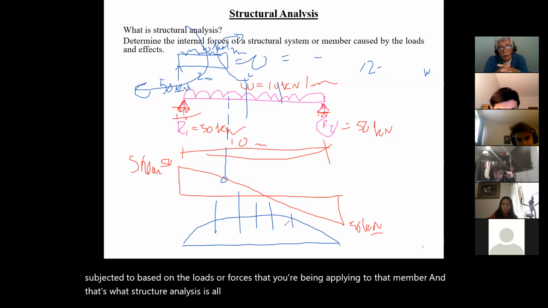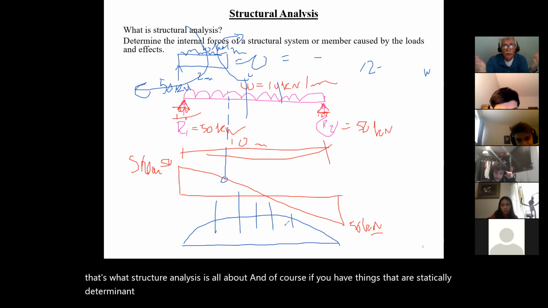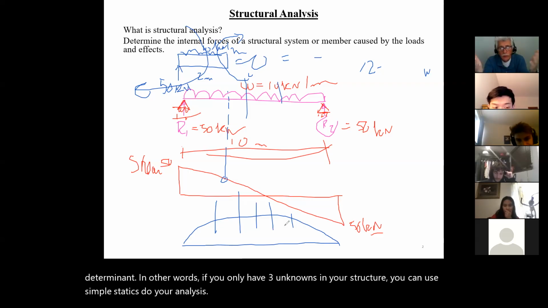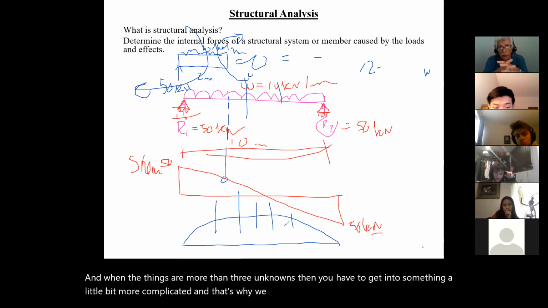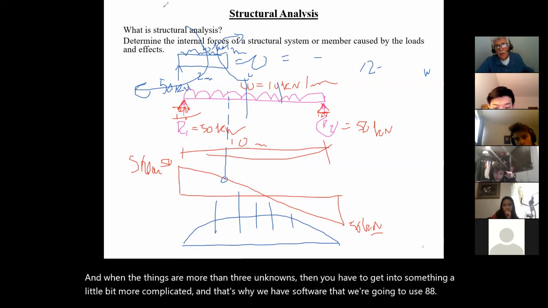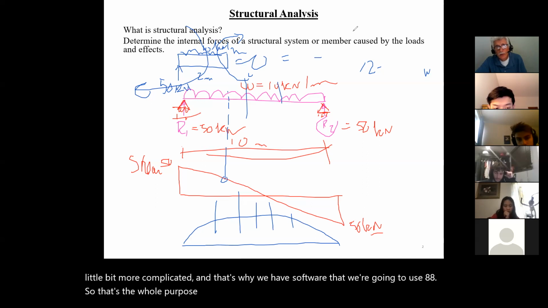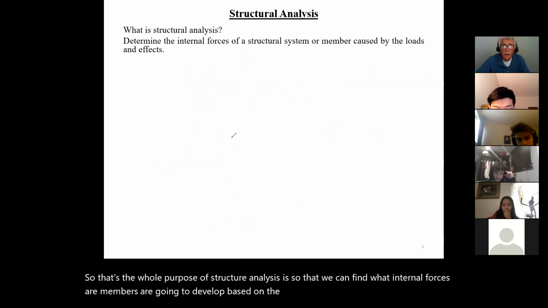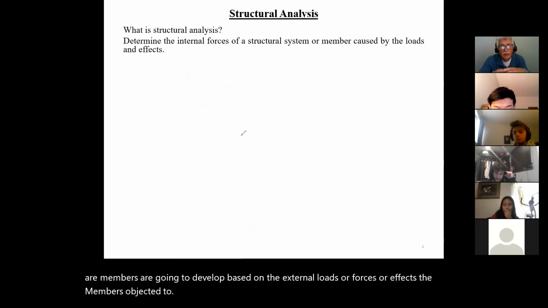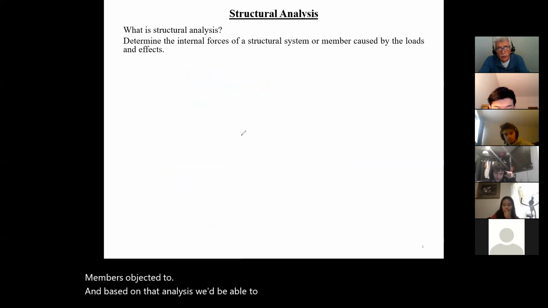And of course, if you have things that are statically determinate, in other words, if you only have 3 unknowns in your structure, you can use simple statics to do your analysis. And when there are more than 3 unknowns, then you have to get into something a little bit more complicated, and that's why we have software, and that's what we're going to learn how to use, ADA. So that's the whole purpose of structural analysis, so that we can find what internal forces our members are going to develop based on the external loads or forces or effects the member is subjected to. And based on that analysis, we'll be able to design the members of our structure.